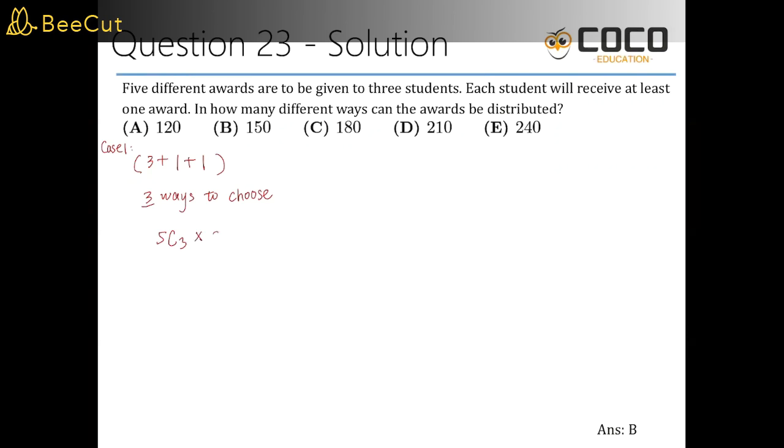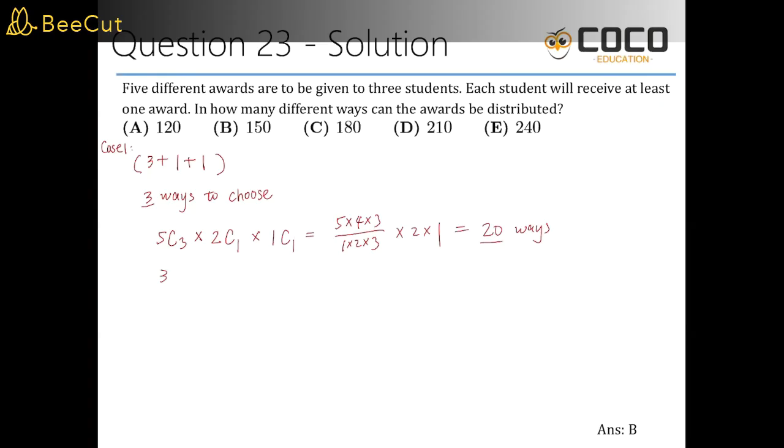So the next person received 1 award, so to choose 1. Now there's only 1 award left, so the last person is 1C1. So we find the value. 2C1 equals 2, 1C1 equals 1. So this is 20 ways.